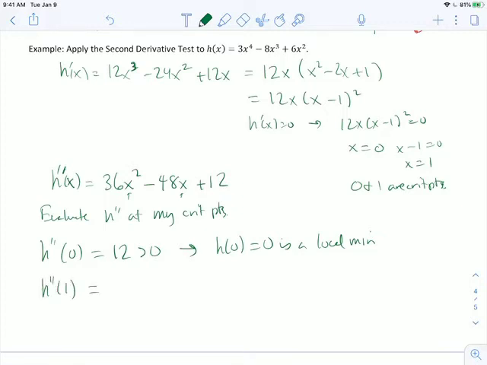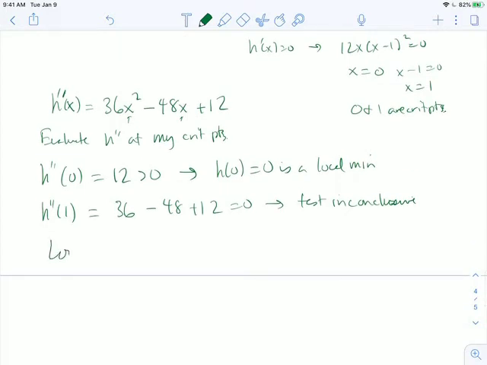H double prime of 1, on the other hand, is going to be equal to 36 minus 48 plus 12. That's equal to 0. The test is inconclusive. So I can't tell whether I have a maximum or minimum, or actually I might not have either. And that's what we're going to see. That's what the case is here. So let's go back and look at the first derivative now. So let's look at the first derivative test to see what's going on at 1.